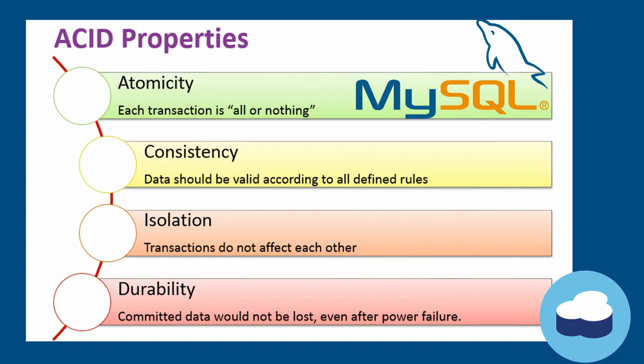The transaction should be durable. The committed data would not be lost even after a power failure. Suppose the ATM machine inverter has gone or the power supply has gone, the data should not be lost. It should be recorded in a centralized environment or in a non-centralized environment.